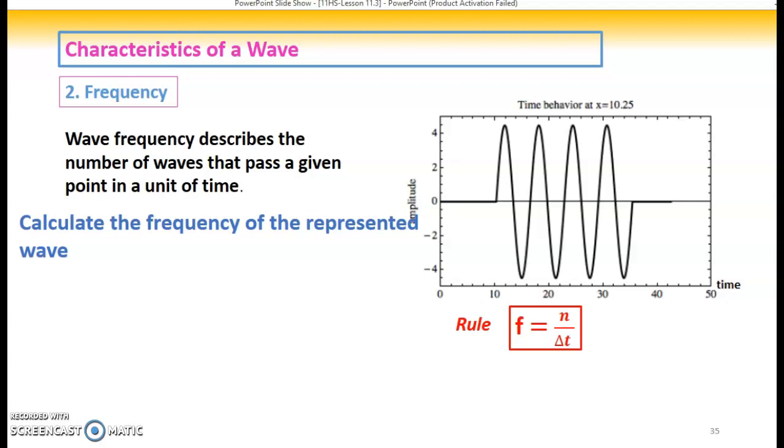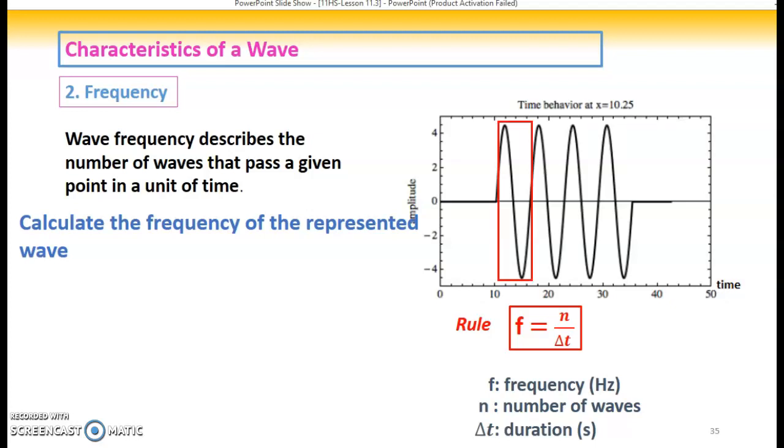So the rule is F equals N over delta T, where F is the frequency in hertz, N is the number of waves, and delta T is the duration in seconds. So how many cycles are present here? This is the first one. 1, 2, 3, 4. So N equals 4.